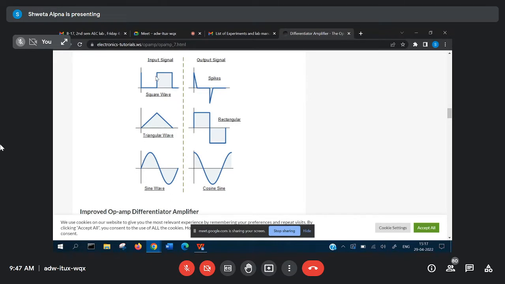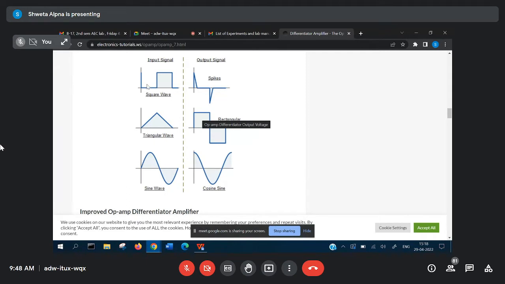So what is the difference between a square wave and a rectangular wave? In a square wave, the off time and on time are both the same. In a rectangular wave, the off time and on time are different. Off time means the lower cycle, that is the negative cycle here, and on time means the positive cycle.